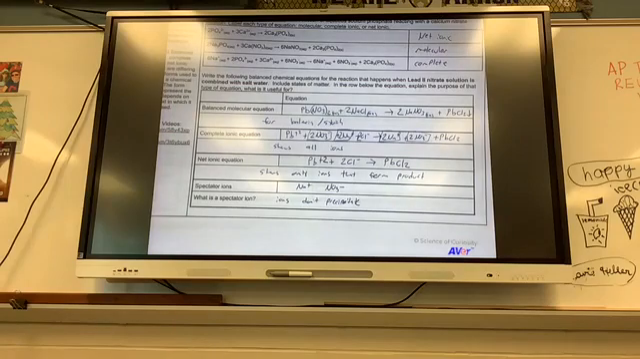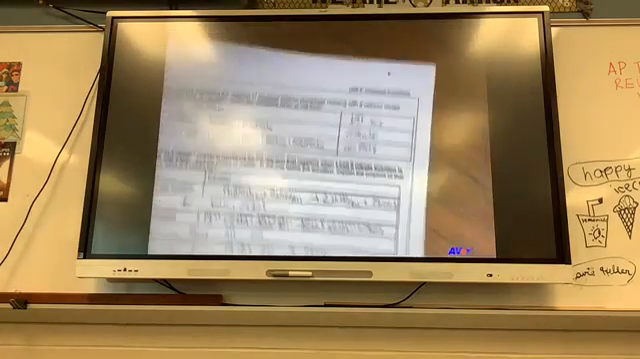Can I flip the page? There's a lot of empty boxes on that page. Can I flip? Okay.